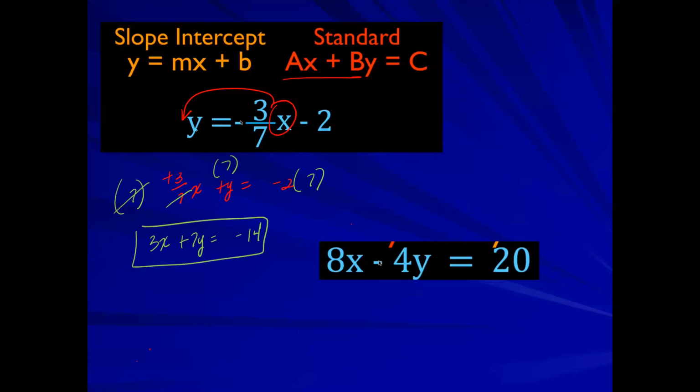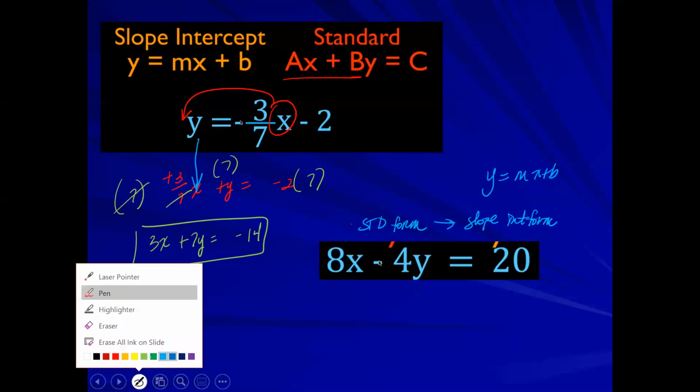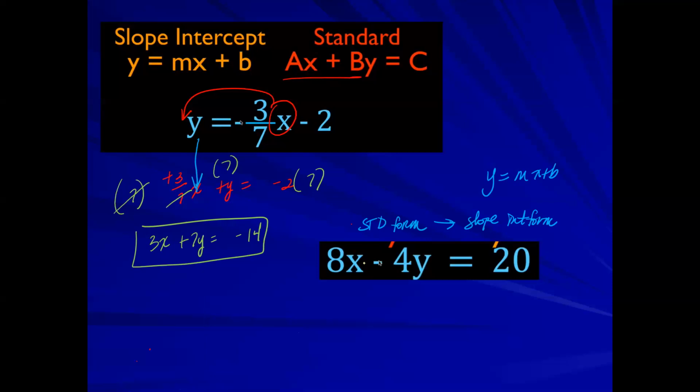So I converted from slope-intercept form to standard form. Now, for this one right here, you have a standard form. We'll put STD form. And you want to convert that over to slope-intercept form. Slope-intercept form is y equals mx plus b. So obviously your goal is to solve for y. So I'm going to subtract 8x on both sides.